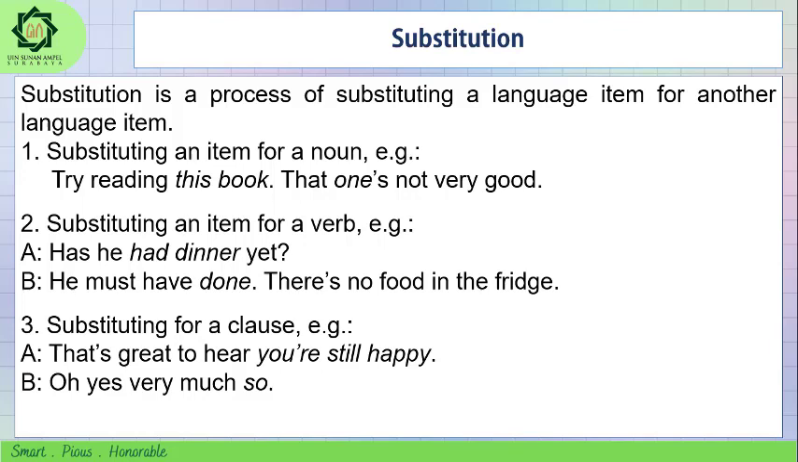And then the second one, substituting an item for a verb. For example, has he had dinner yet? He must have done. There's no food in the fridge. So the word done here in the second utterance refers to the dinner. The third one is substituting for a clause. For example, that's great to hear you're still happy. Oh yes, very much so. So the word so here substituted the clause you're still happy.